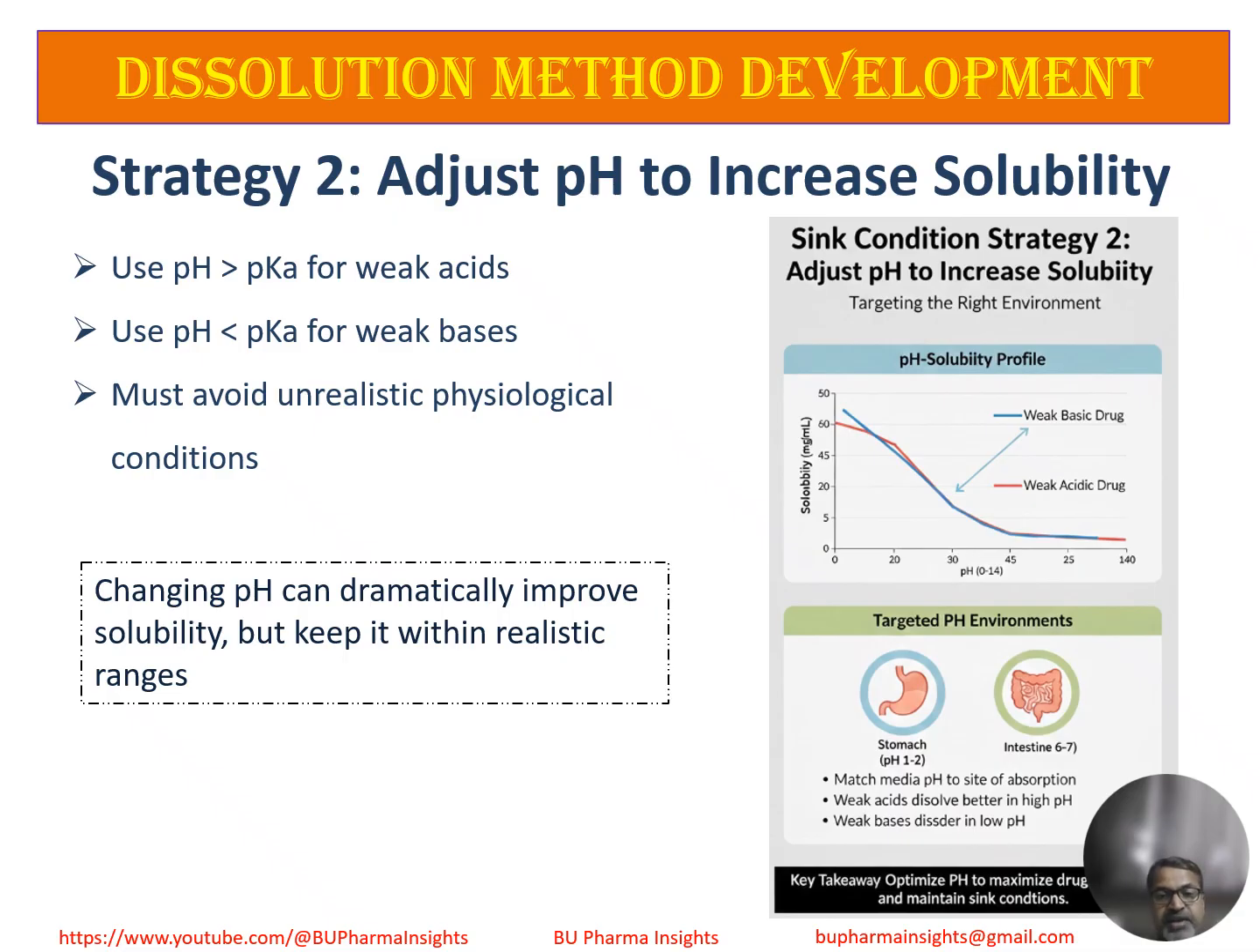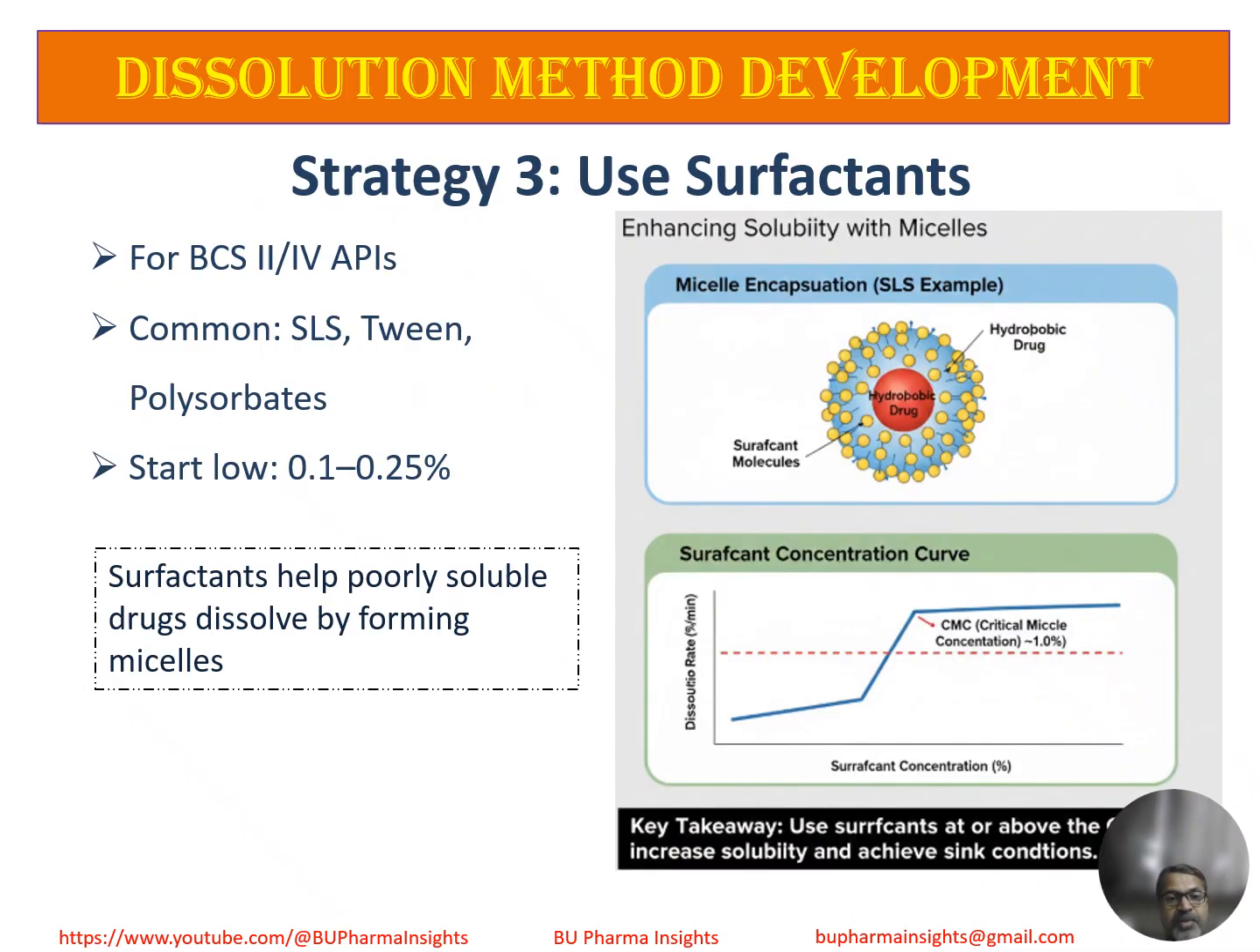pH adjustment can improve drug ionization and solubility, but it must remain physiologically realistic. For weak acids, use pH above the pKa. For weak bases, use pH below the pKa. Extreme pH values may improve solubility but lose clinical relevance, so a careful balance is essential.